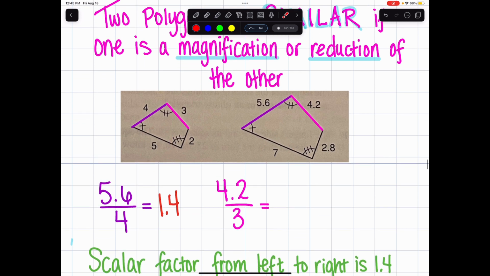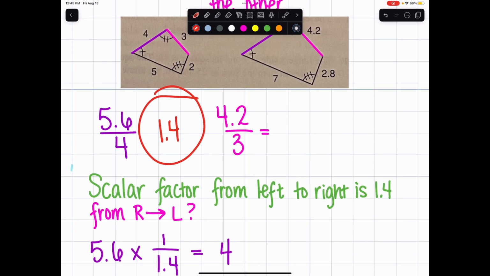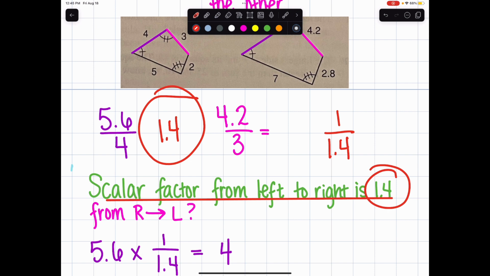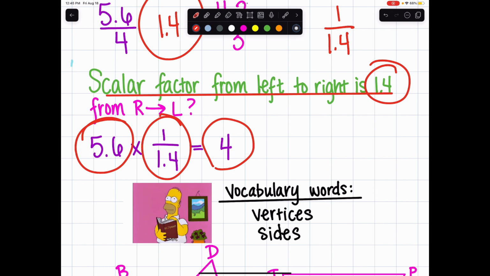Sometimes the way I think about it is, instead of figuring out the scalar factor, because that's what we're figuring out here, this number is called the scalar factor. That means how much do you magnify it when you go from left to right? The scalar factor from left to right here is 1.4. And if you're going from right to left, the scalar factor is 1 over 1.4. So if you know one of the sides on the right is 5.6, if you multiply it by 1 over 1.4, you should get what the side is on the left-hand side if you're going from big to small. Okay, so that's how you use the scalar factor to figure out the sides.